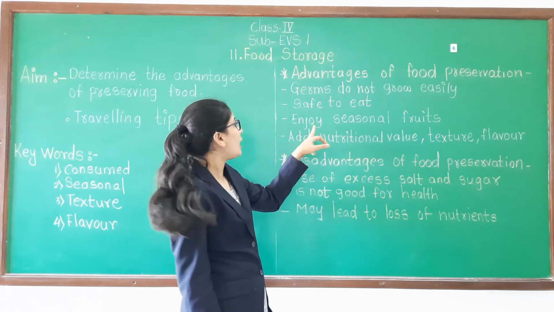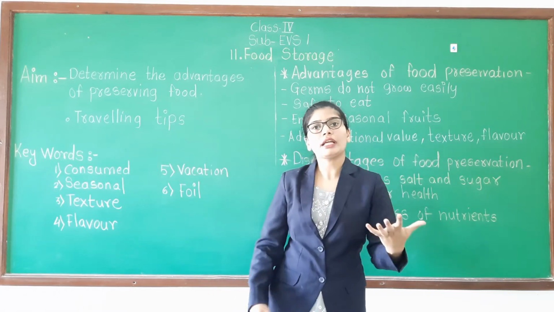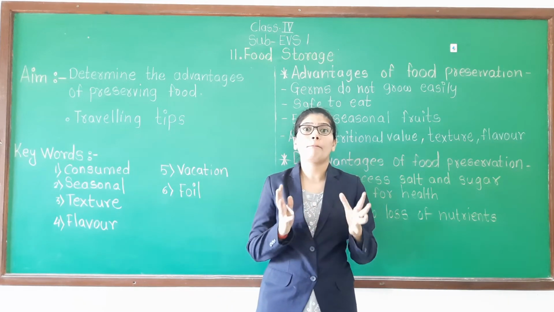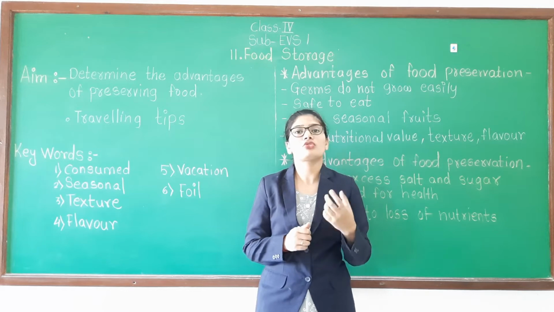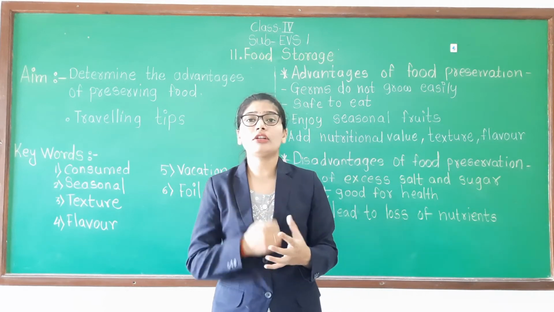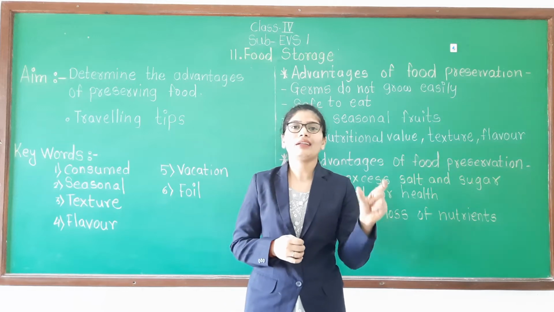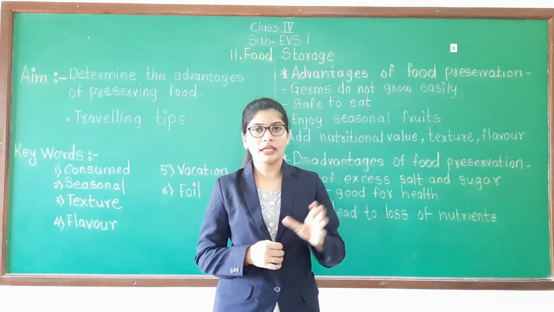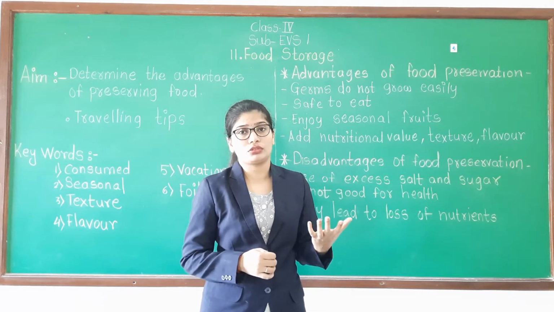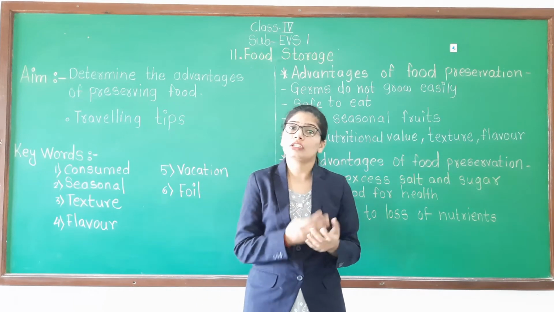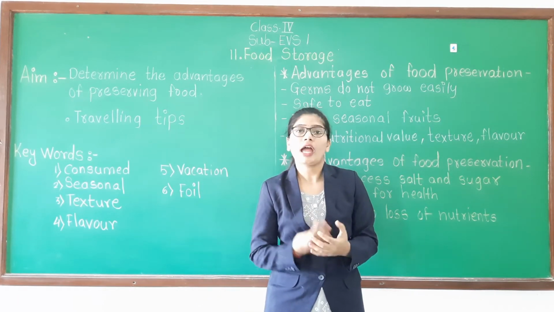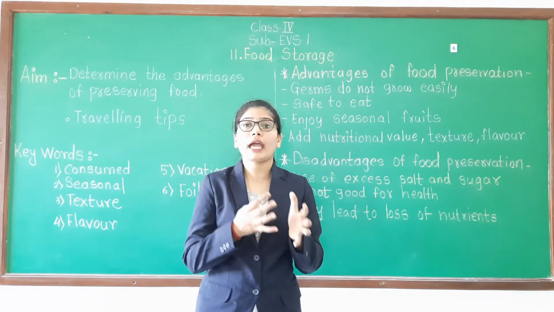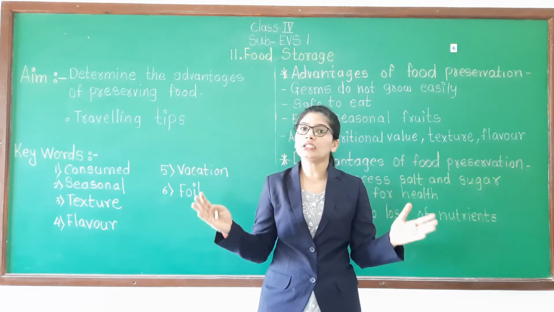Third one is that we can enjoy seasonal fruits. Can you tell me some names of seasonal fruits? Yes. The famous one is mango. Correct? Mango, strawberry. These are some seasonal fruits. Seasonal means what? In a particular season, we are getting those fruits. In the summer season we are getting the mango. But when we are using food preservative methods like addition of salt, addition of sugar, freezing, we can enjoy this seasonal fruit throughout the year.